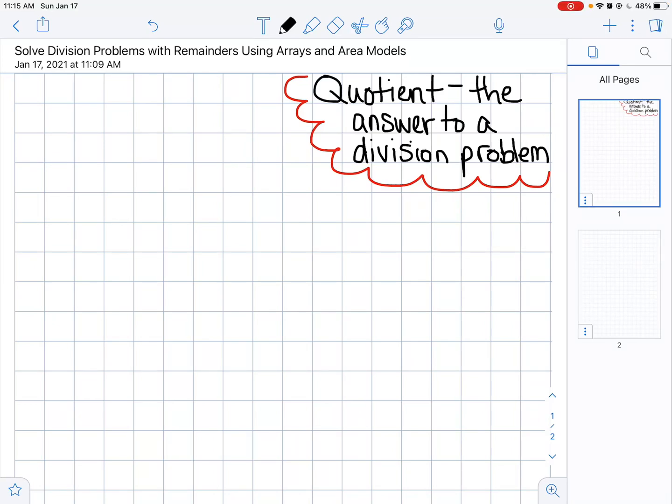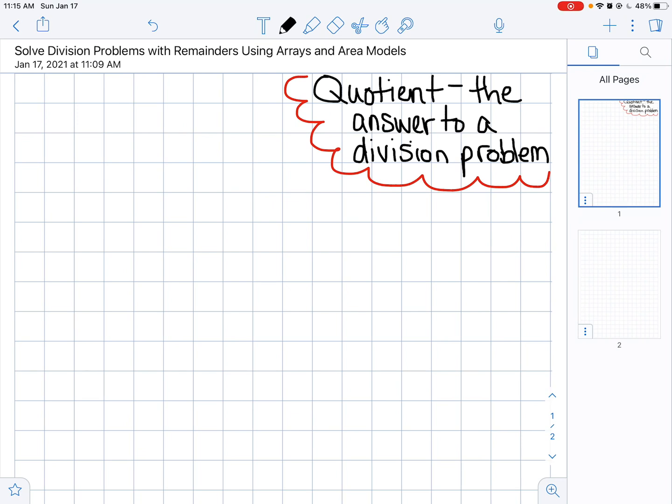Hello everybody. Today we're going to take a look at division with remainders, and I'm going to show you how to solve division problems using both arrays and area models. So a few things to remind ourselves of, because we may not have used some of these terms in a little while.